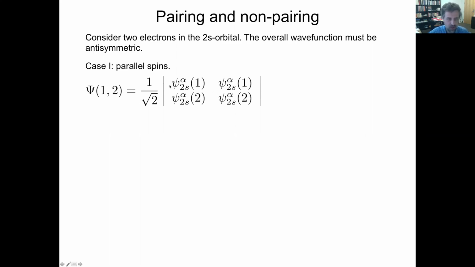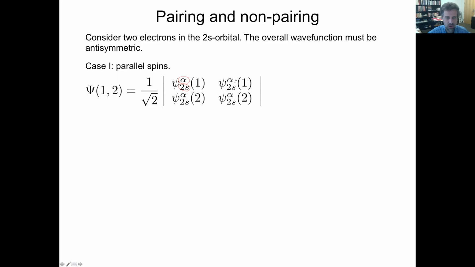Well, again, the first row lists all the possibilities for particle number 1. Okay, so again, let's go through it. The first possibility for particle number 1, it sits in a 2s, so that must be the same for both particles, and it can be in state number alpha, spin up.